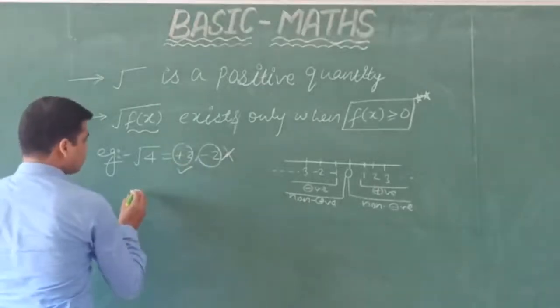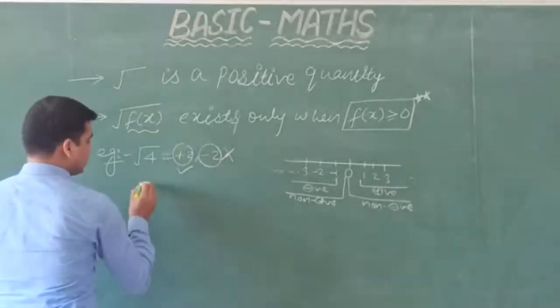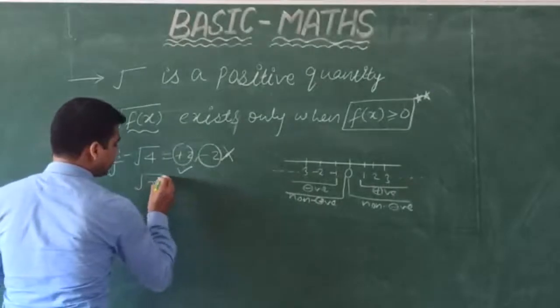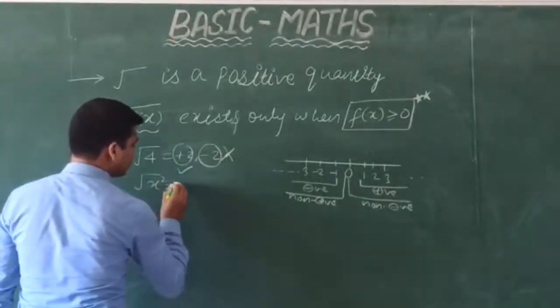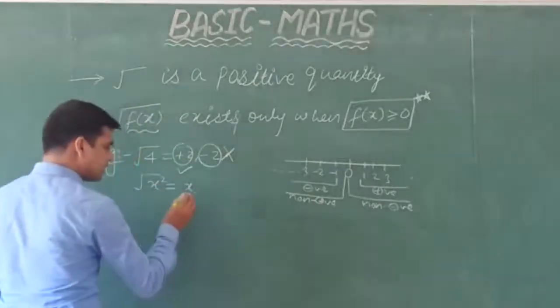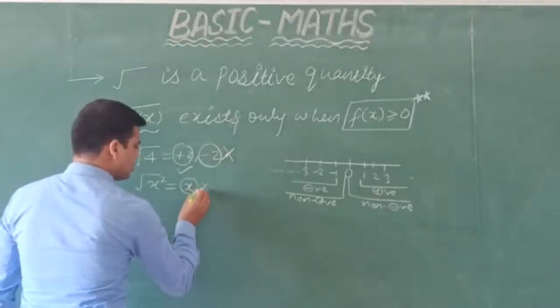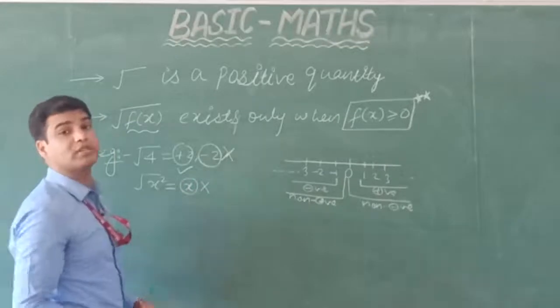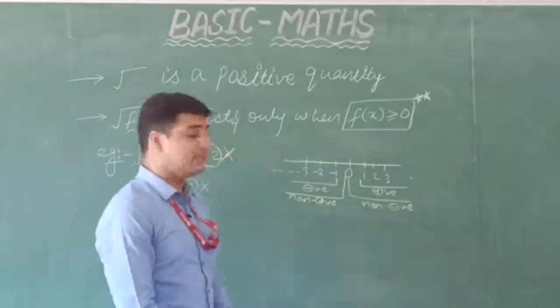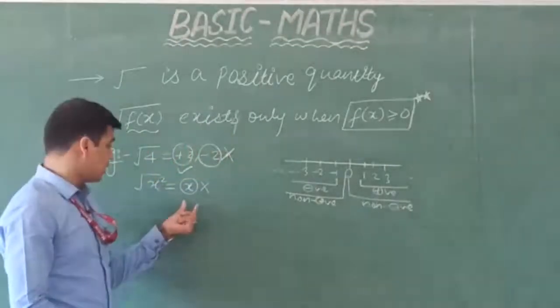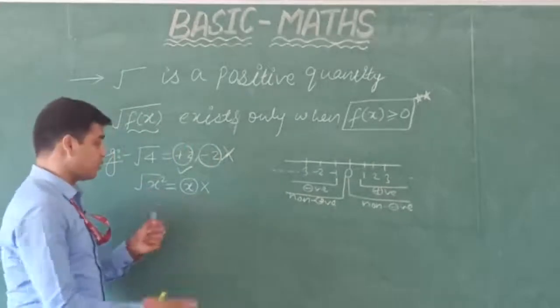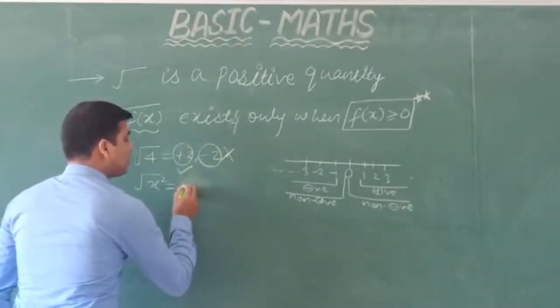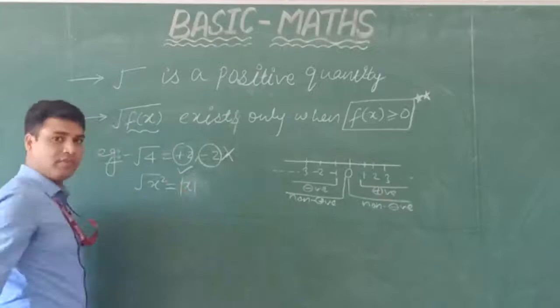See this here. Suppose I am asking, root under x square equals to what? You can't say x. If you are saying x, it is wrong. So what is the value of root under x square? Why is x not possible? Because we don't know the nature of x. That's why you can't write root under x square equals x. So what is the value of this? Mod of x.